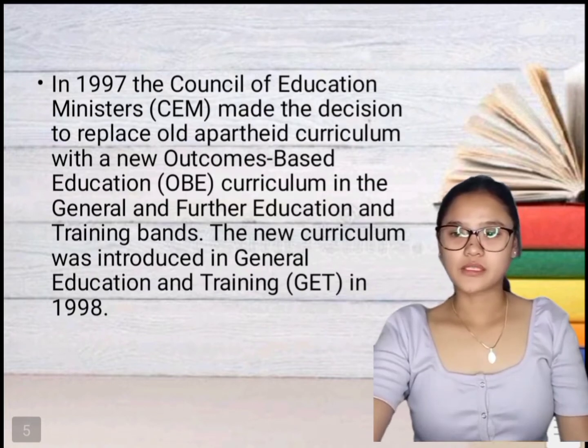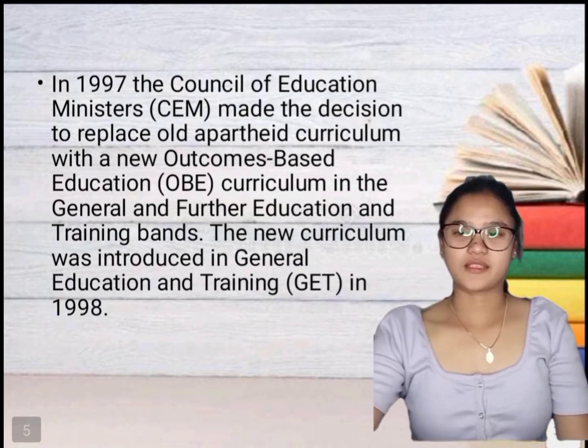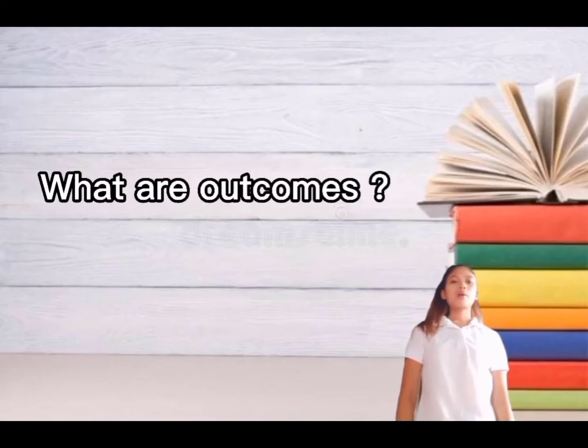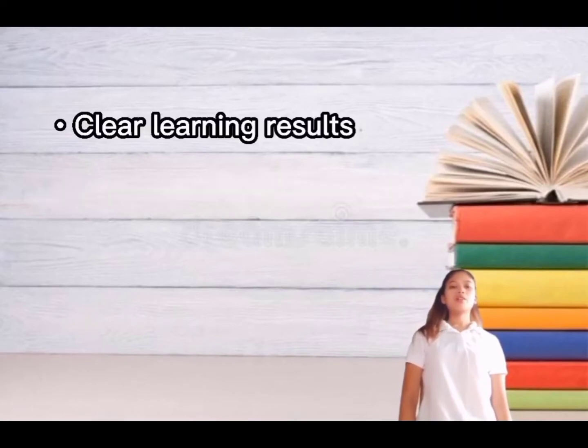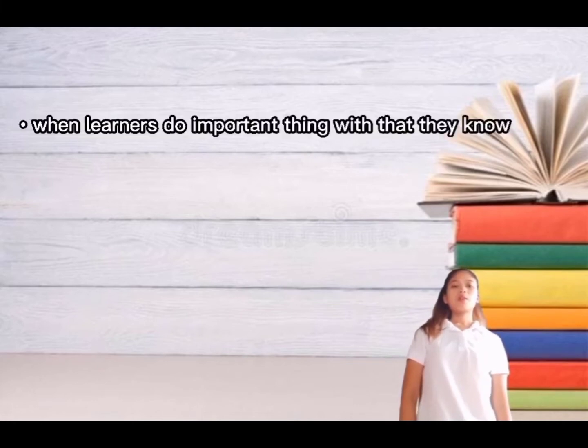Spady, William G.: Outcome-based education means clearly focusing and organizing everything in an educational system around what is essential for all students to be able to do successfully at the end of their learning experiences. What are outcomes? Outcomes are clear learning results, actions, products, performances, when learners do important things with what they know.